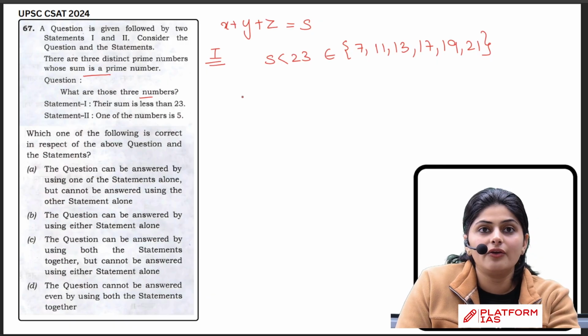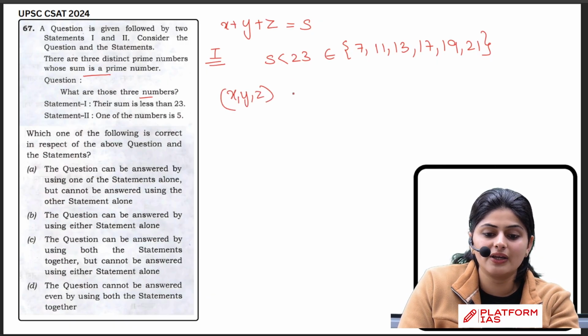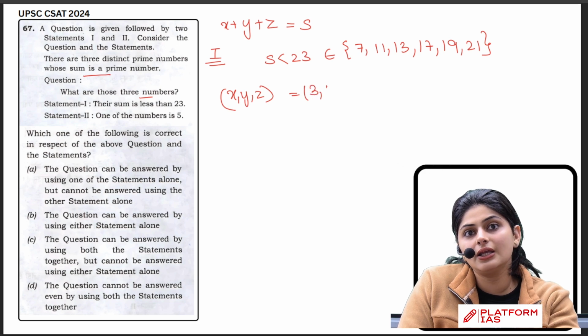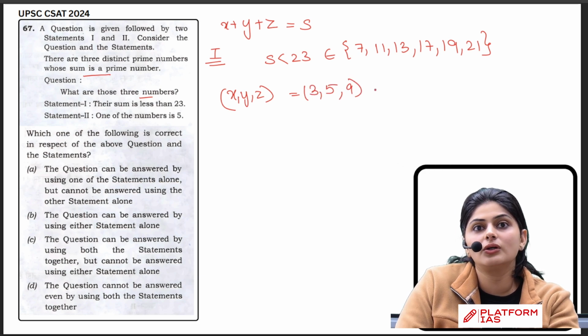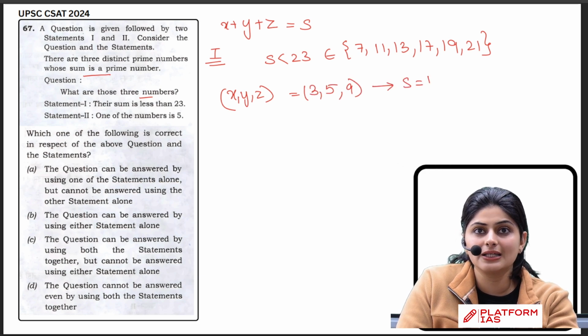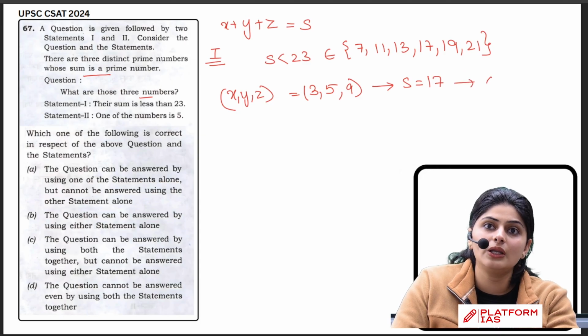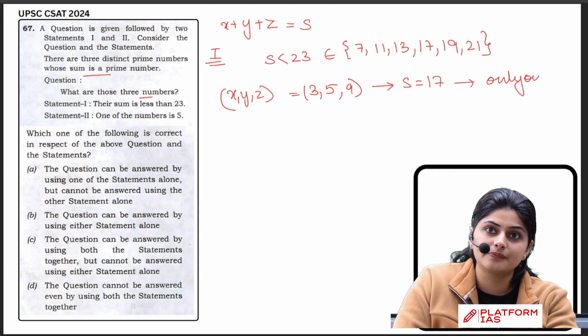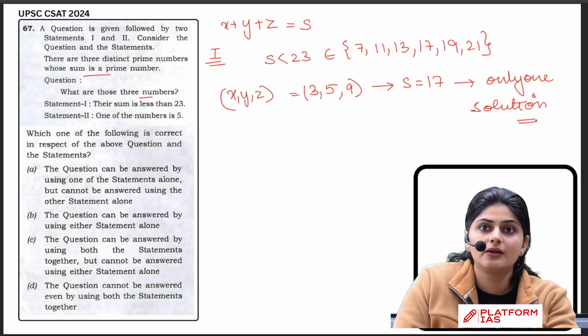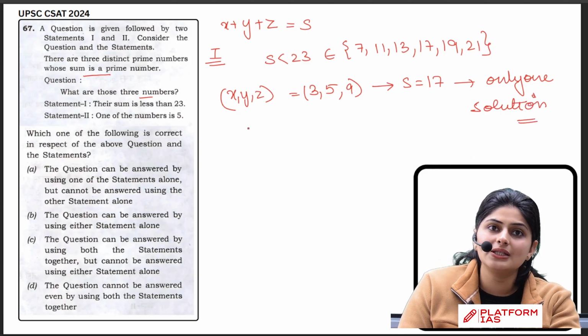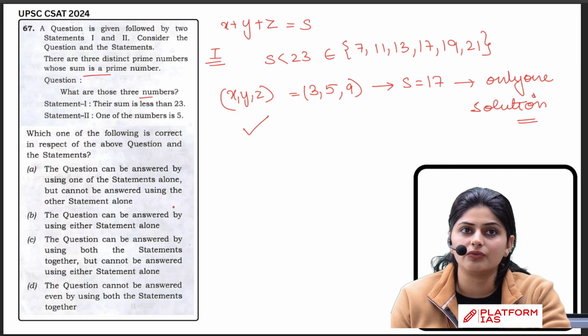Now if you look carefully, the combination of x, y and z that will satisfy this condition is 3, 5 and 9 and no other value, and this will give me S as 17. So only one solution is there of x, y and z. So using statement 1 we are able to solve the question.